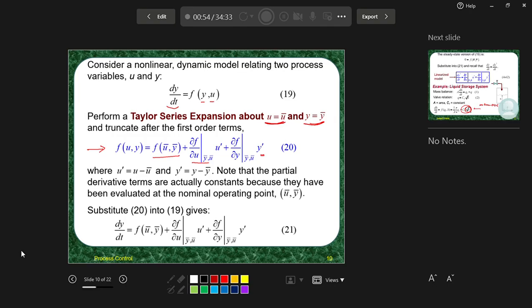And this means that if we have a nonlinear function like this, we can represent it like this. Now you can see that this is a constant, this is a constant, and only u prime and y prime are variables. So now we have a linear representation for the function.